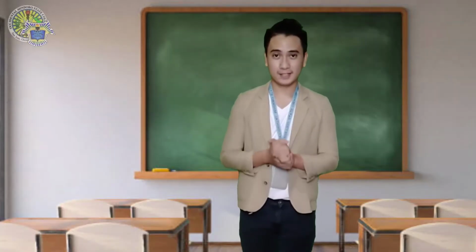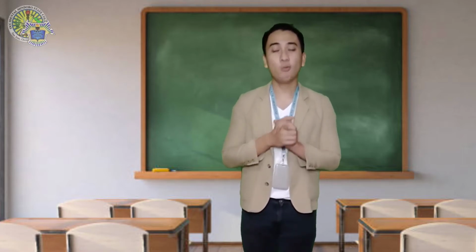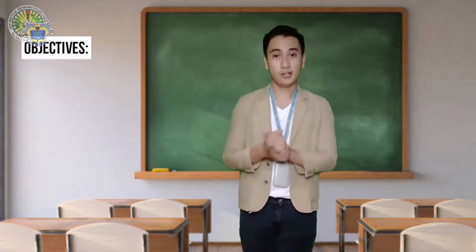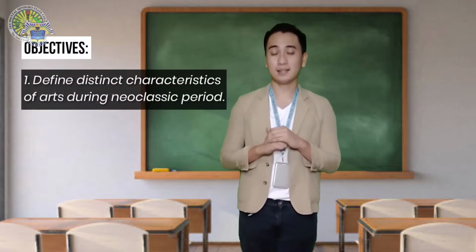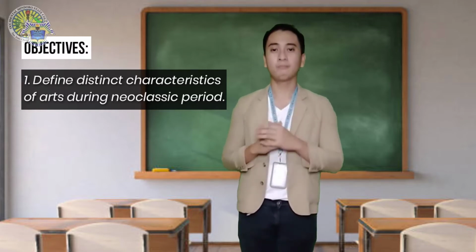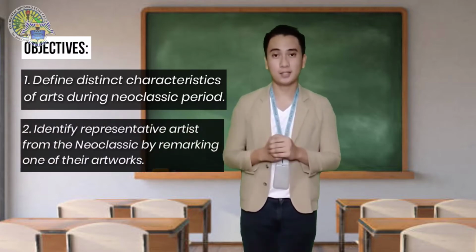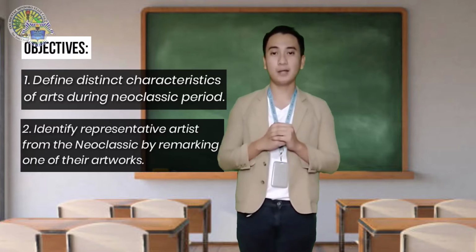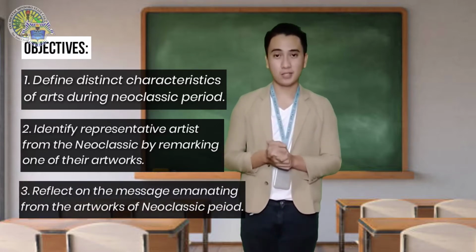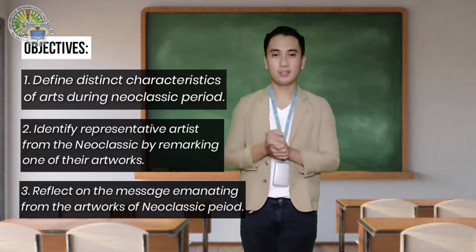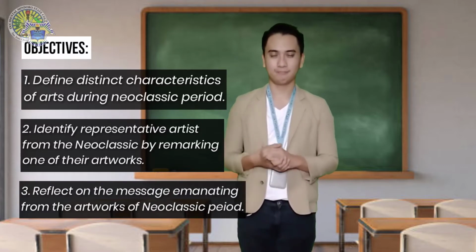Before we proceed to the next activity, let me read the objectives first. The learners should be able to, number 1, define distinct characteristics of arts during the Neoclassic period. Number 2, find representative artists from the Neoclassic by remarking one of their artworks. Number 3, reflect on the message emanating from the artists of the Neoclassic period.